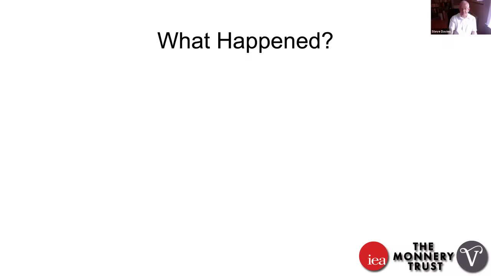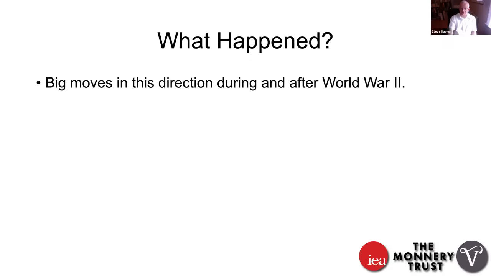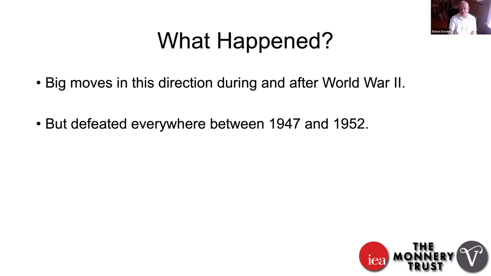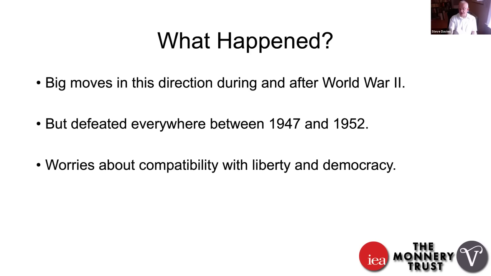So what happened? Well, there were big moves in this direction during and after World War II, up until about the middle of the 1940s, in a number of countries. But interestingly, everywhere between 1947 and 1952, this tendency is defeated. And in several cases, social democratic governments actually pull back from it and don't follow through on their own program. In other places, they suffer political defeat. There were worries about the compatibility with liberty and democracy.